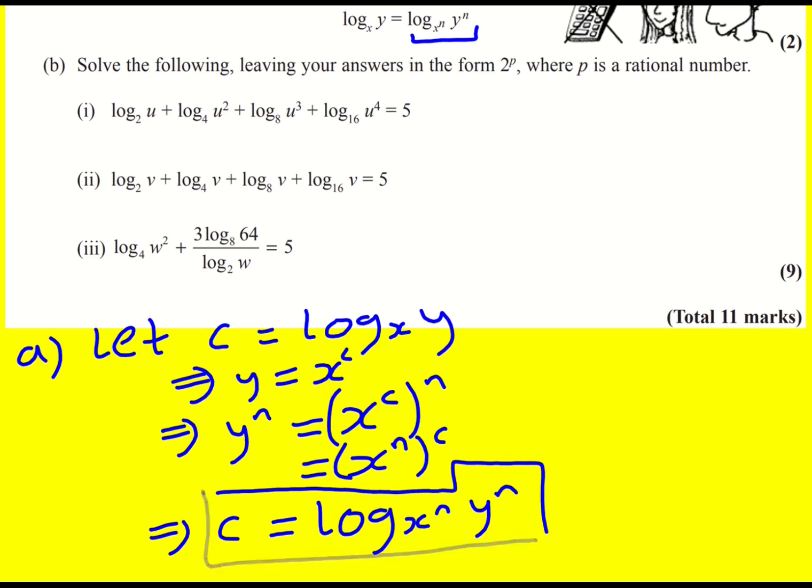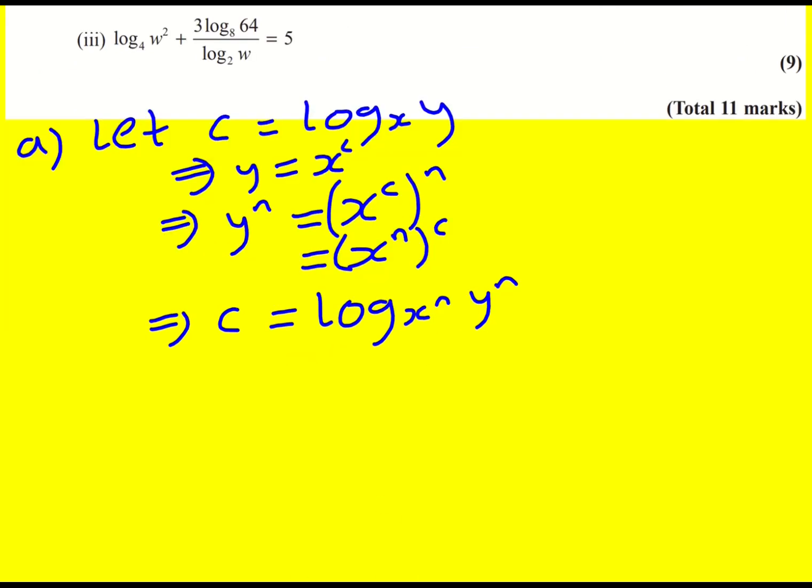I don't know why I'm putting a box around that, because that's not actually what I wanted to show. Therefore, log to base x of y equals log to base x to the n of y to the n.